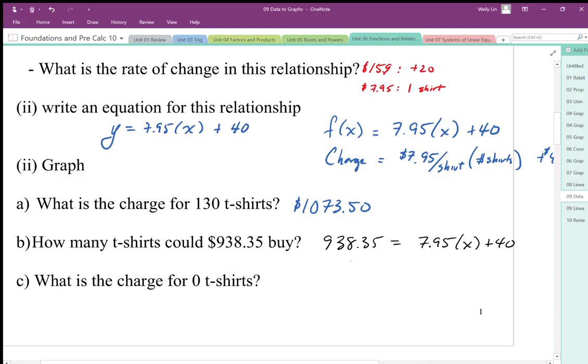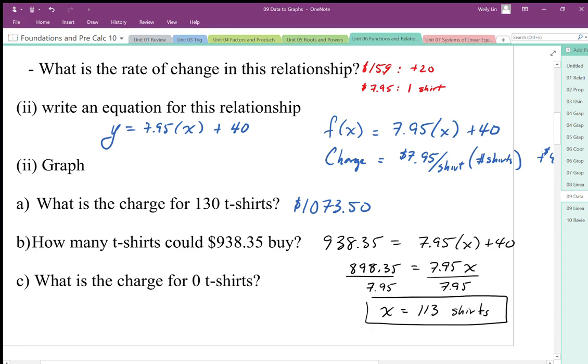So subtracting 40 from both sides, and I need to get rid of this times $7.95 by dividing by $7.95, and that would give me the number of shirts involved here. So the number of shirts, 898.35 divided by 7.95 gives me 113 shirts, which is about what I would expect.